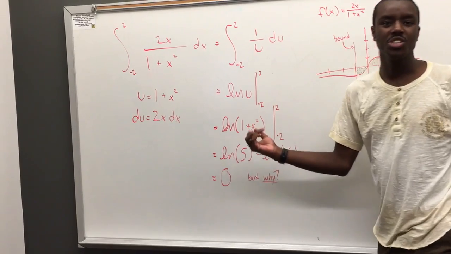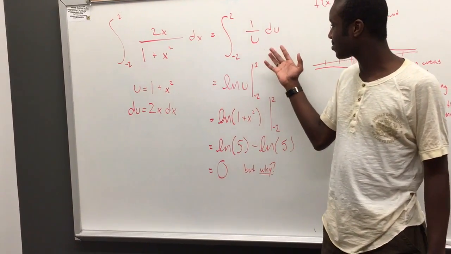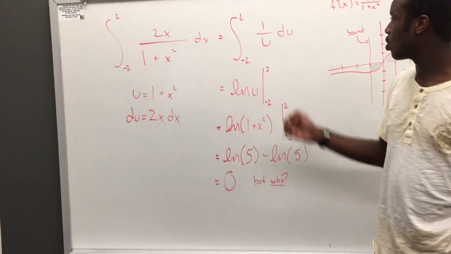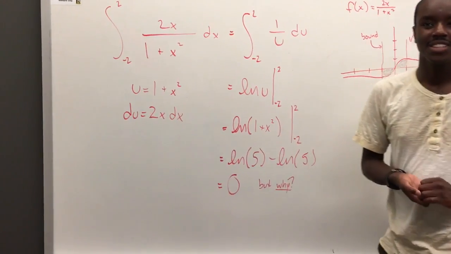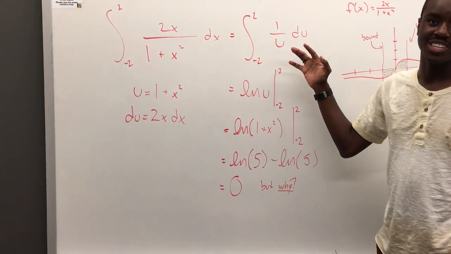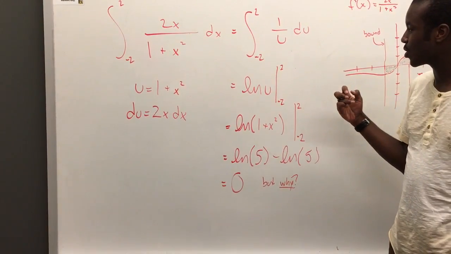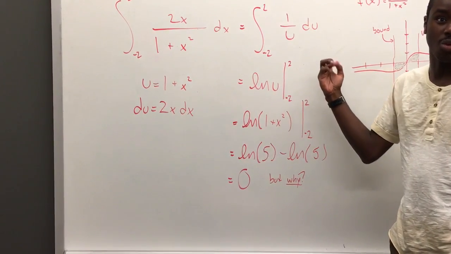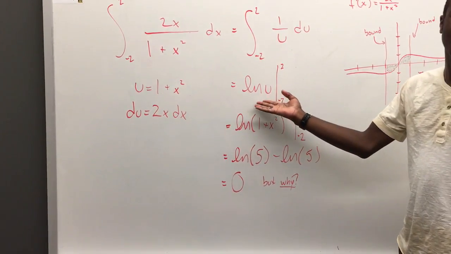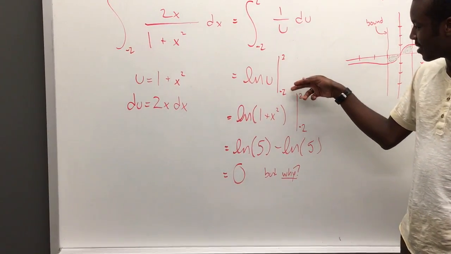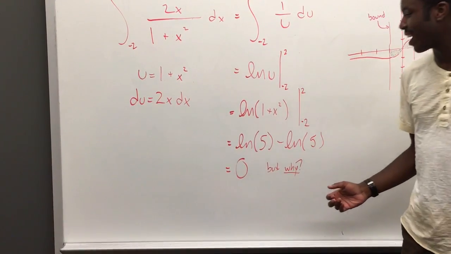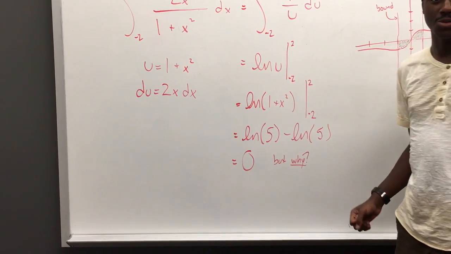And now we can plug u back into our equation. So we get the integral from -2 to 2 of 1 over u du. Now, since you know your derivative identities, you know that 1 over u is just the derivative of ln of u. So we know that the integral of 1 over u is ln of u. So we have ln of u from -2 to 2, and now we can plug our u back into our equation. So we get ln of 1 plus x squared from -2 to 2.